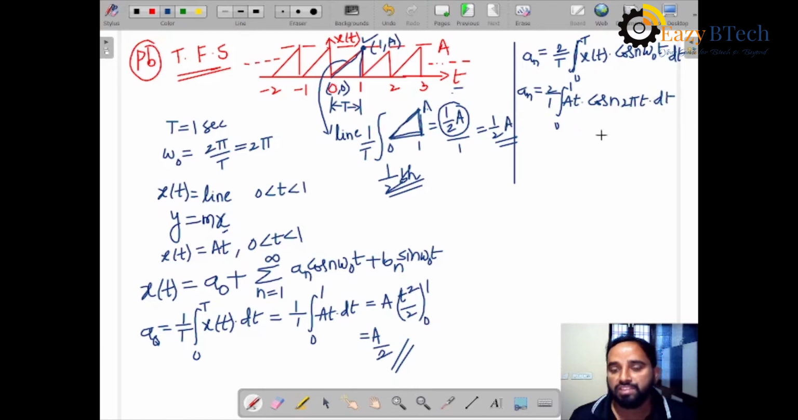If you observe this integral, it is like the integral of u v. What is the integral of u v? It is u times the integral of v, minus the integration of u dash times the integral of v. So that is what we are following now.